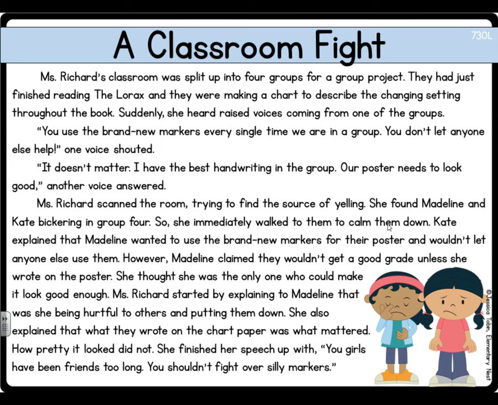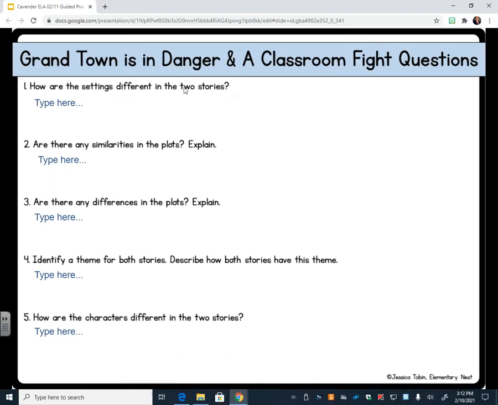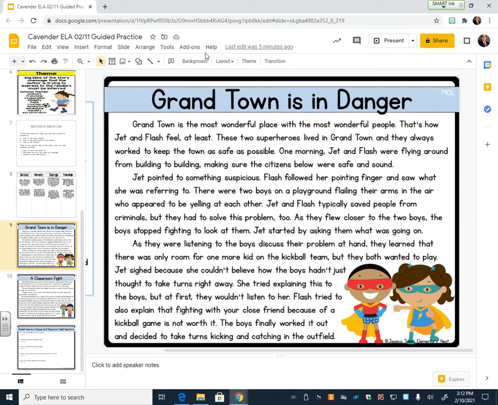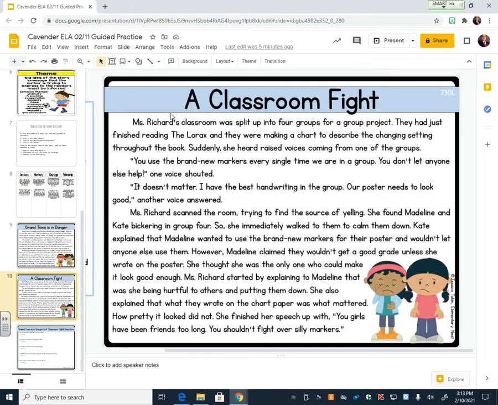All right. Now let's read some questions and answer them. So, how are the settings different in the two stories? Well, if we go back to Grandtown is in danger, this story takes place in Grandtown. And Grandtown is a fictional, it's a fantasy world. It's not real. And this takes place in a classroom, and we can tell that just by the title, A Classroom Fight.